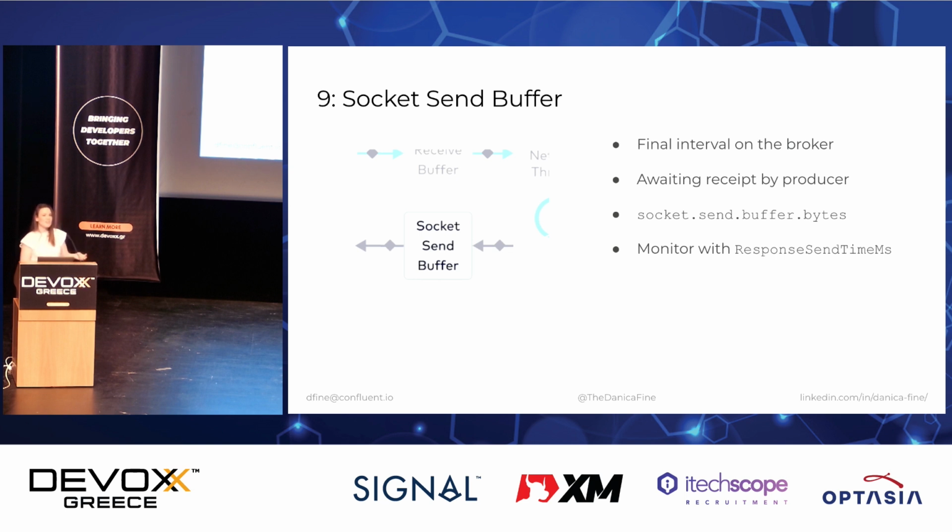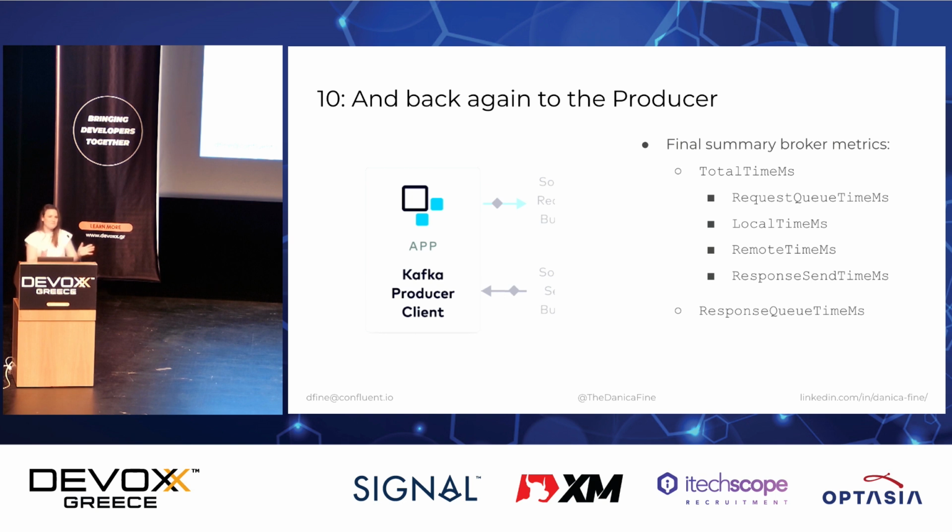So in fact, the broker is going to wait until the entire response is received by the producer before it moves on. And again, we have some low-level configurations that you can use at this point if you want to. The response send time MS is the metric that tells you how long this data sits on the send buffer until the producer receives all of it. And at this point, finally, the producer has received some sort of response, hopefully a good one, because we made sure that the data with ACKS equal all was replicated to the other brokers, and we formulated this response back.